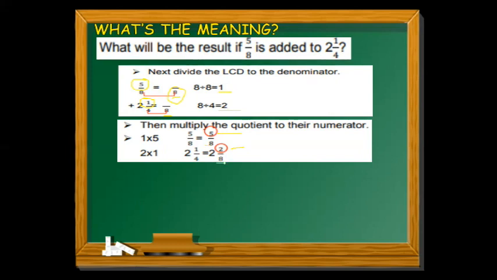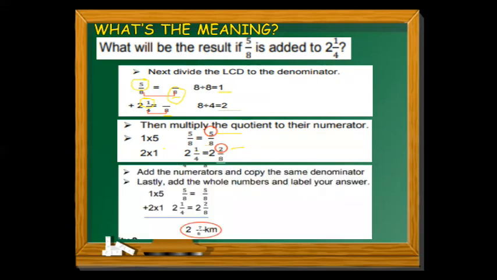Pag parehas na siya, now we are able to add. So, add the numerators and copy the same denominator. So, 5 plus 2, we have 7. And then, we will just copy the denominator kasi parehas na siya. So, copy 8. And then, we will just add the whole number. Dahil wala namang whole number sa kabila, we will just bring it down. So the answer is 2 and 7/8 kilometers. Ito na yung sagot niya.